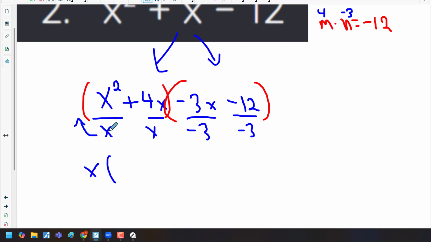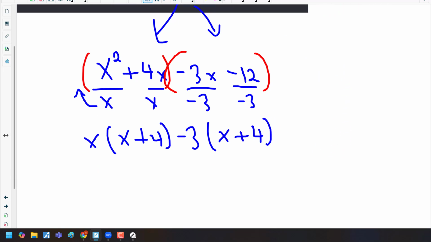So x squared divided by x is x. 4x divided by x is just 4, so we have x plus 4. Here we're dividing by negative 3, so negative 3 comes in front of that second bracket. And what's negative 3x divided by negative 3? Well, that's just x. And what's negative 12 divided by negative 3? Negative divided by negative is a positive number. That's positive 4.